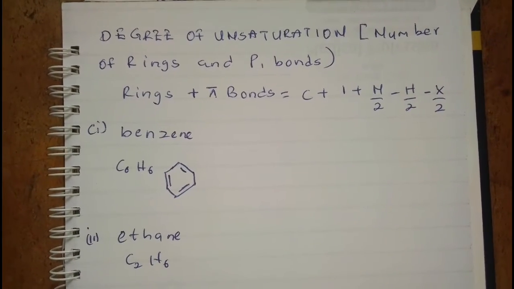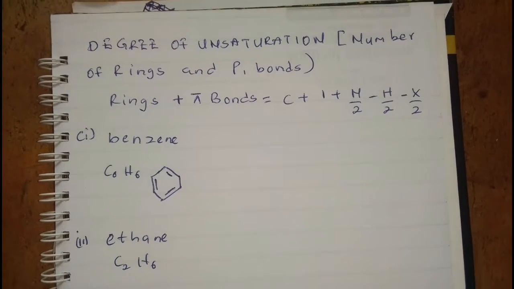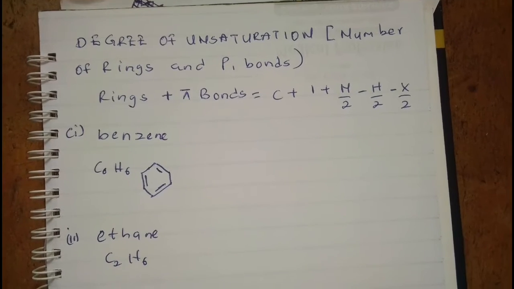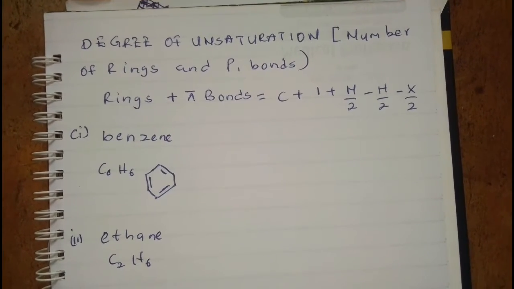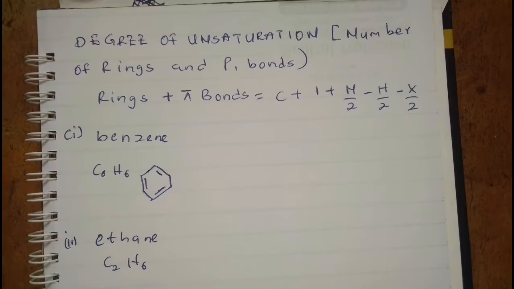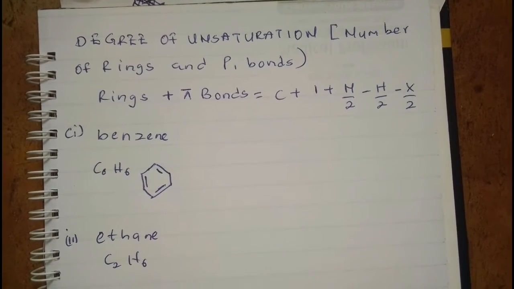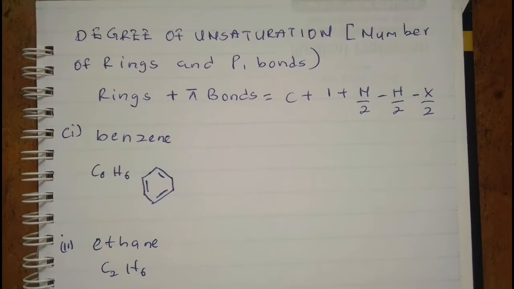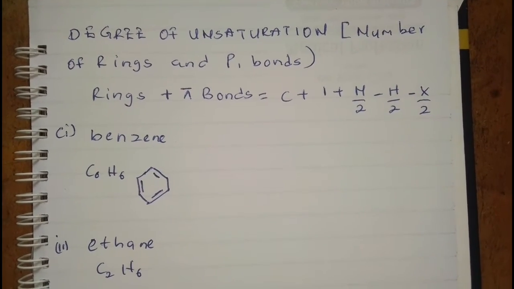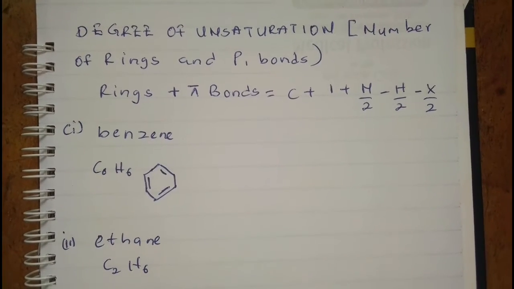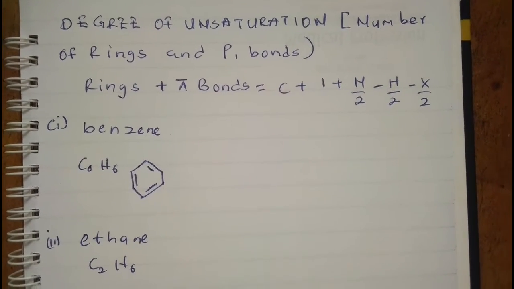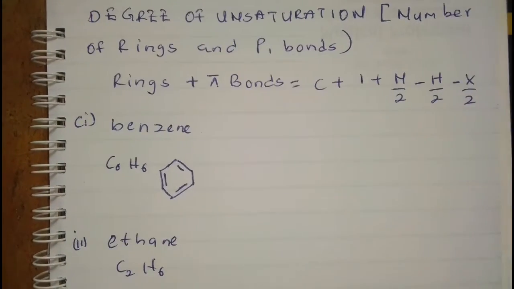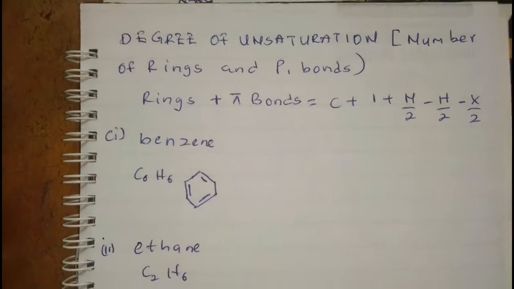Today's video we're going to be looking at the degree of unsaturation. There's a formula for that, and the formula that we're going to be using is written already. It is the rings plus the pi bonds is equal to C plus 1 plus number of nitrogen over 2 minus number of hydrogen over 2 minus number of halogen, which is represented as X over 2. So we start right now.